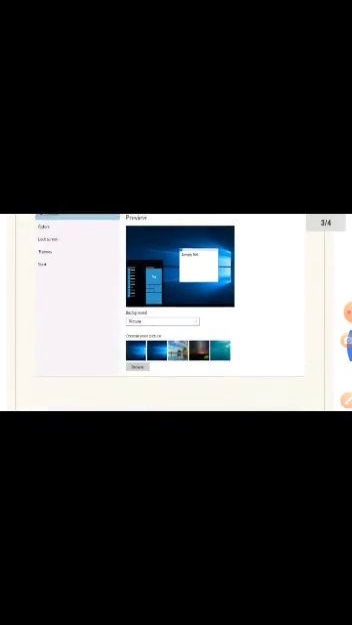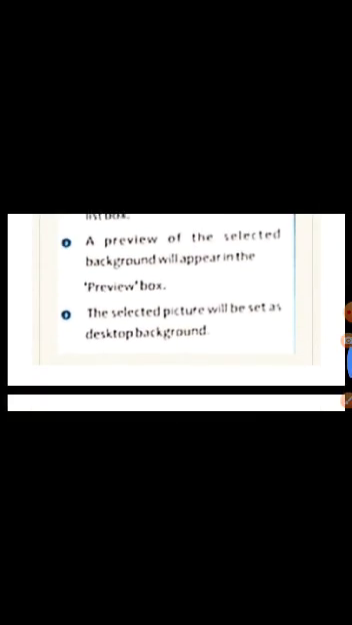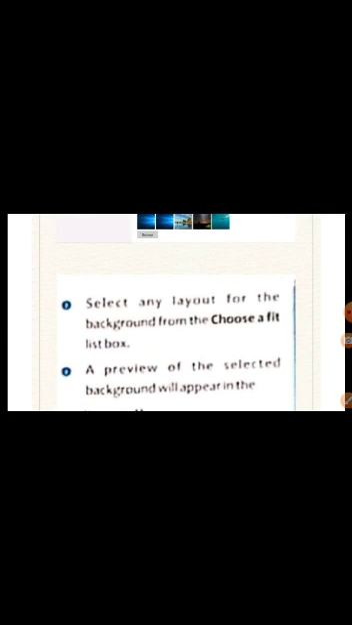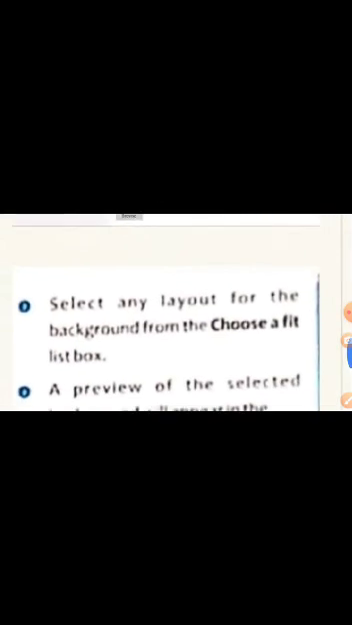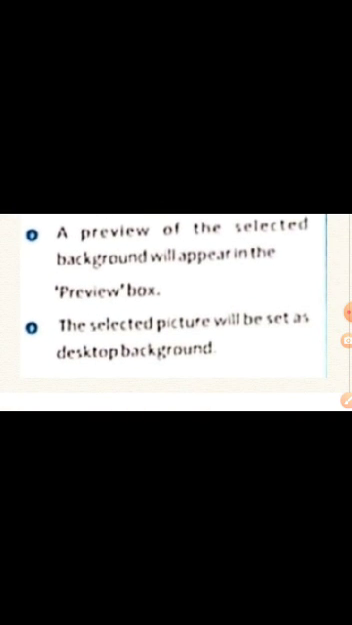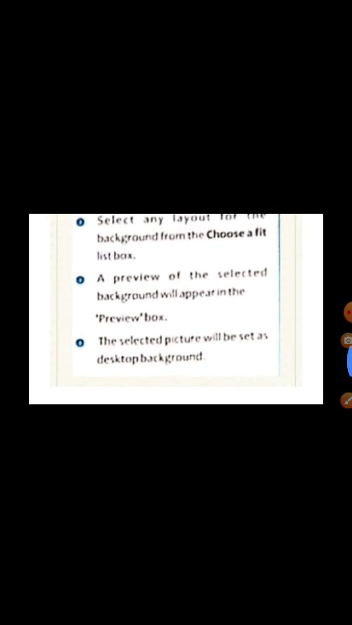Then what's the next step after this selection? Select any layout for the background from the Choose a fit list box. Then a preview of the selected background will appear in the preview box. Once you have selected, the preview will be seen in this place. You can see the preview of your selected picture. Then the selected picture will be set as the desktop background. So with this, your changing of the desktop background will be over.